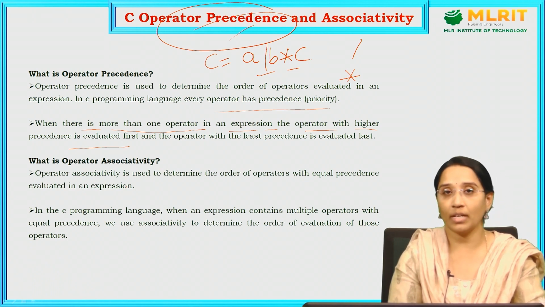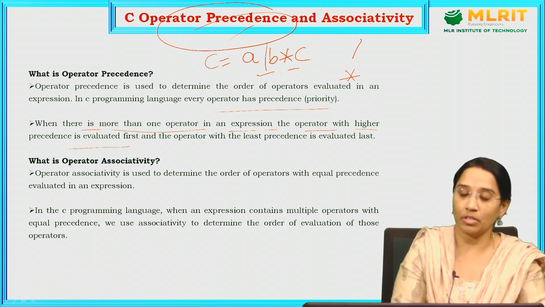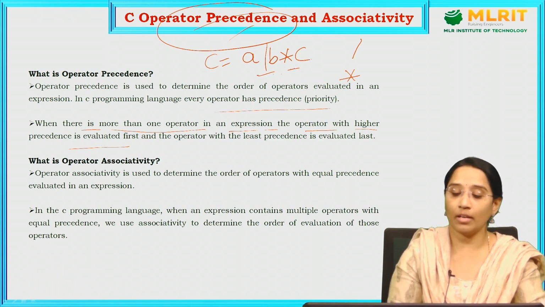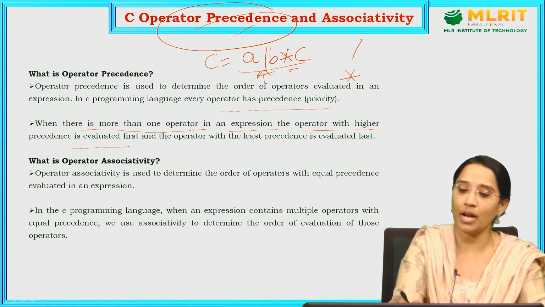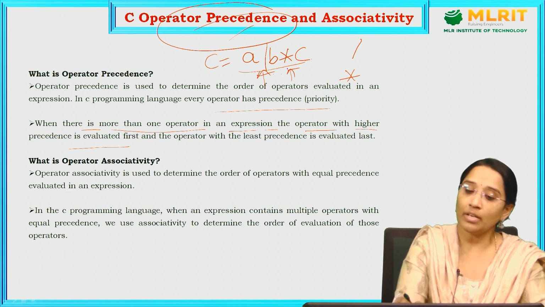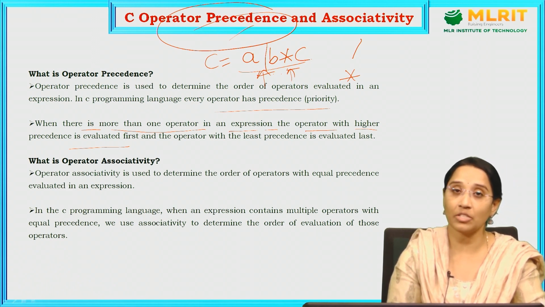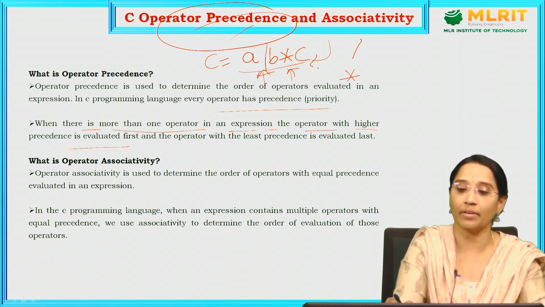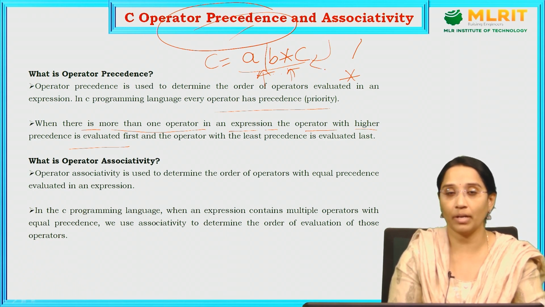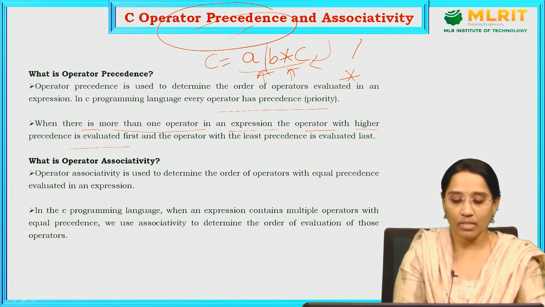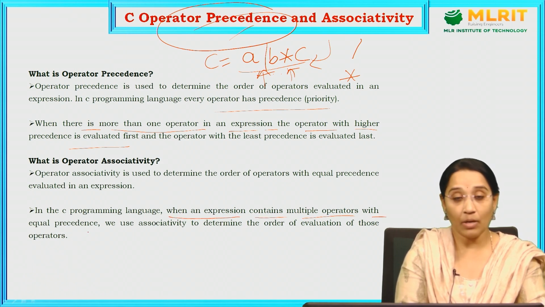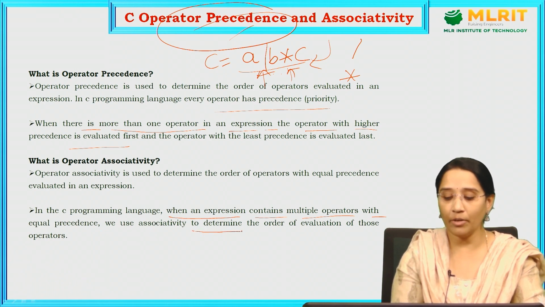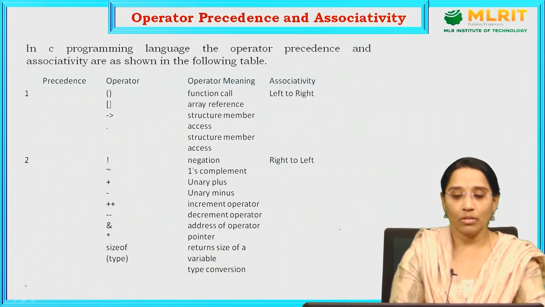Then what is associativity? Consider the same expression. In this case we have division and multiplication, and both have the highest precedence. Then comes the associativity. Which operator will be evaluated first? In the C programming language, when an expression contains multiple operators with equal precedence, we use associativity to determine the order of evaluation. So this is the operator precedence and associativity.